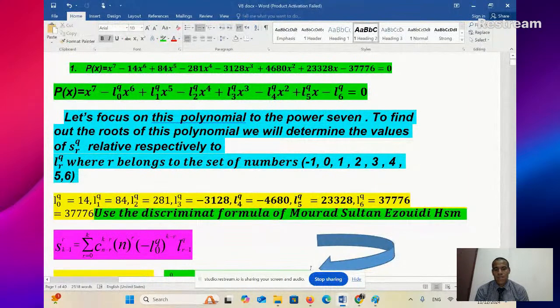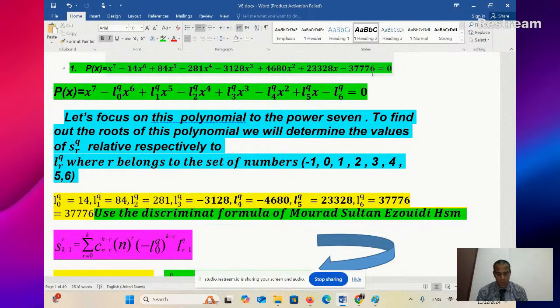Here you can see the polynomial to the power 7: x raised to the power 7 minus 14x^6 plus 4x raised to the power 5 minus 281x^4 minus 3128x cubed plus 4680x squared plus 23,328x minus 37,777. This one, we are going to solve, learners.